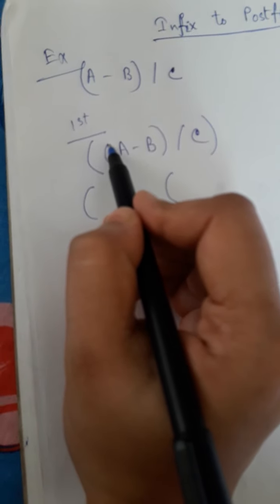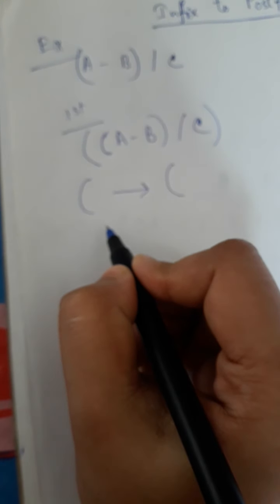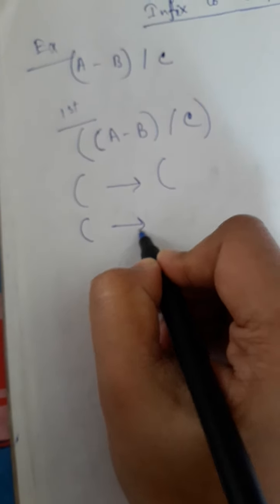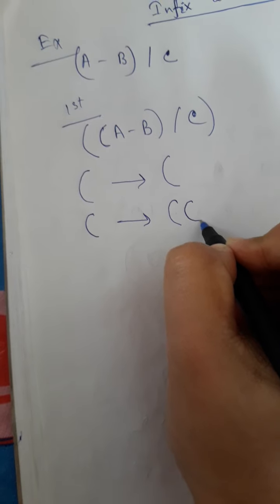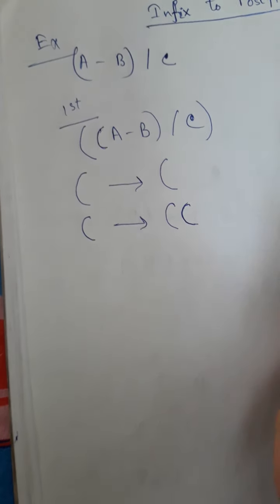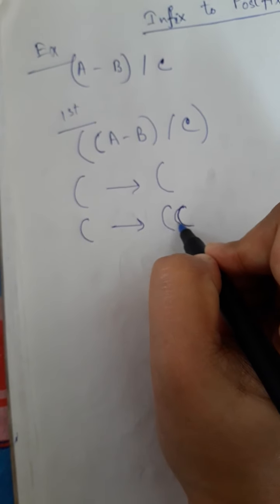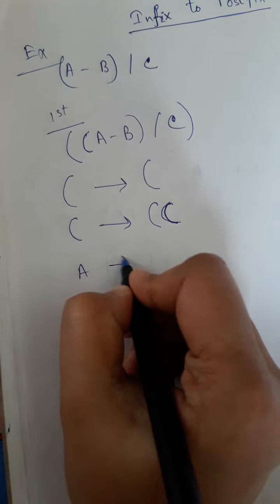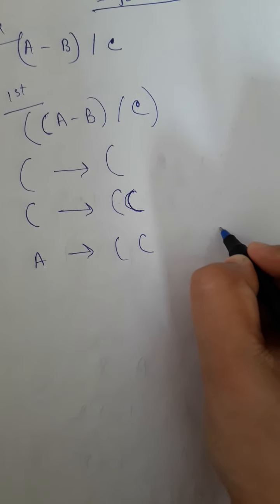Then again I am getting another starting bracket, or opening bracket. So I will again push the opening bracket into the stack. The stack element will be another opening bracket. Now again I am getting A. A is our operand, so directly it will be added into the postfix expression.